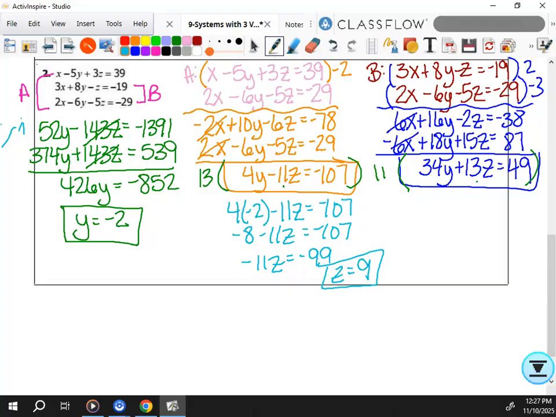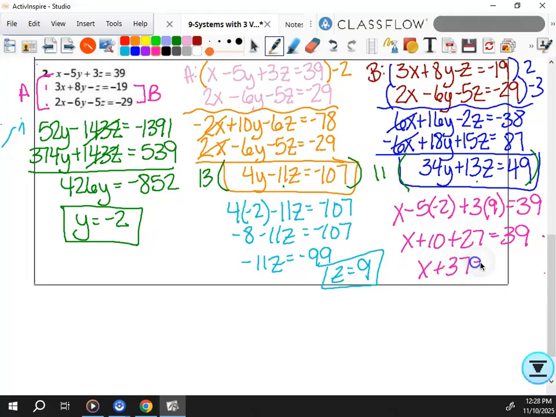All right, so then I have z and y. I got to find x, so I got to put it back in one of these three. I would think the first one would probably be a good option. So x minus 5 times a -2 plus 3 times 9 equals 39. X plus 10 plus 27 equals 39. Did I mess it up? Oh. X plus 37 equals 39. X equals 2.